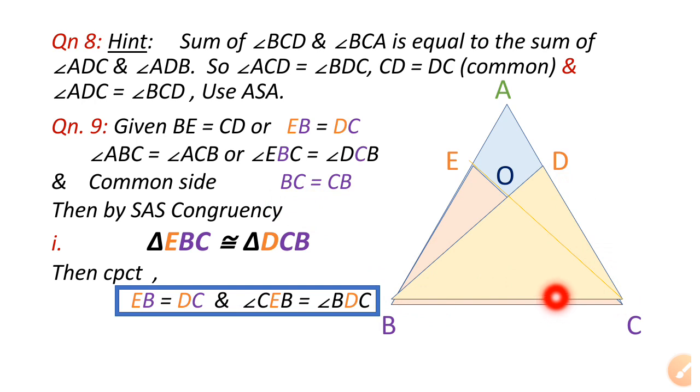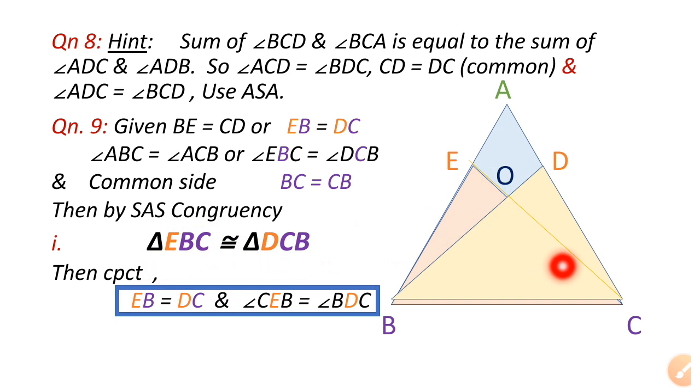So we will find one angle and one side, okay, one angle and one side. So by the side angle side congruency rule, those two triangles are found congruent to one another.